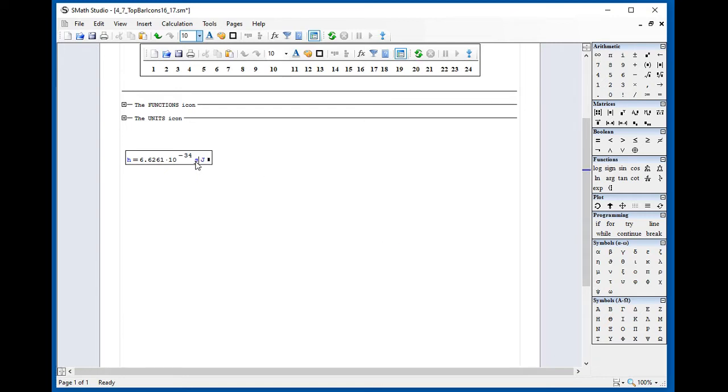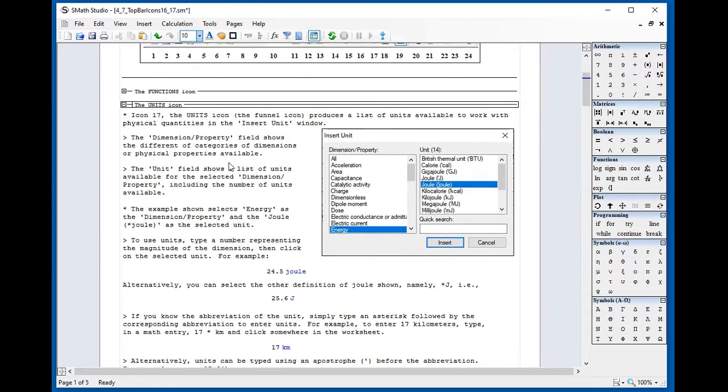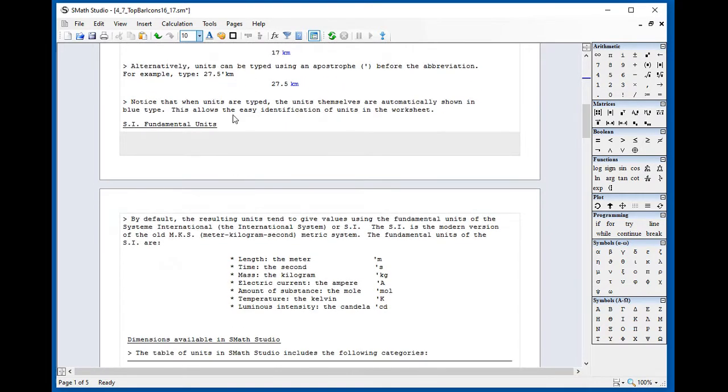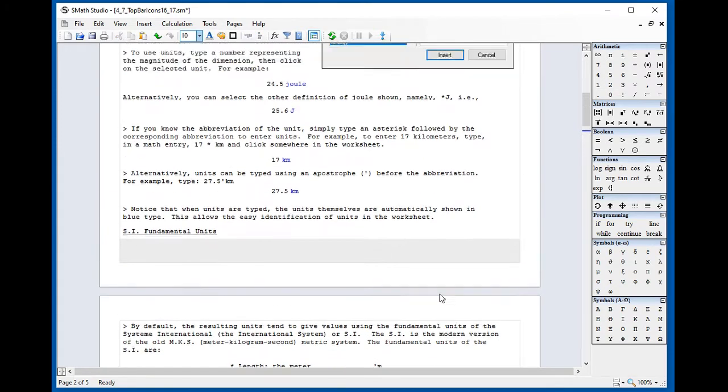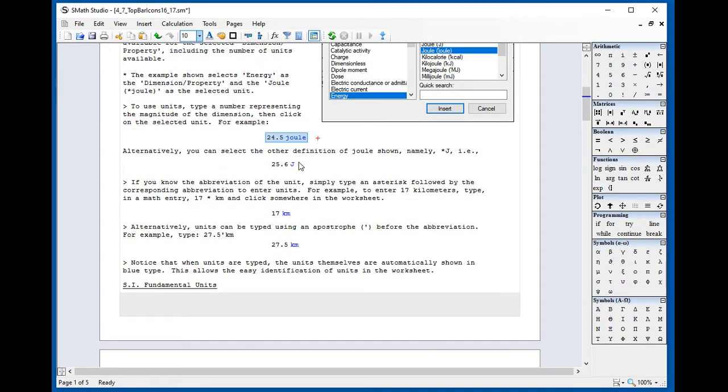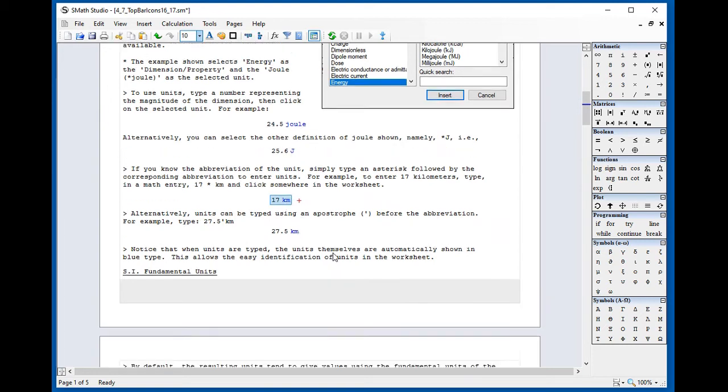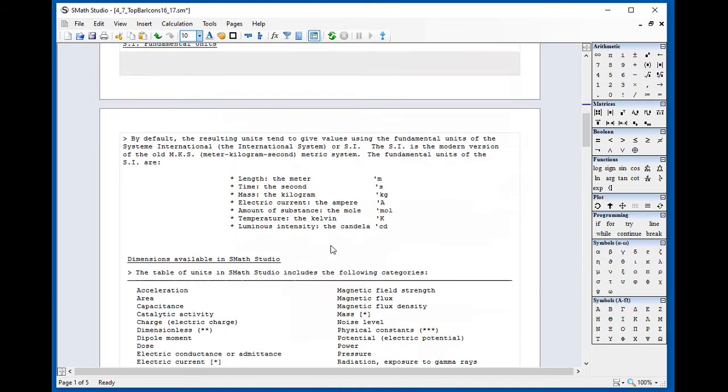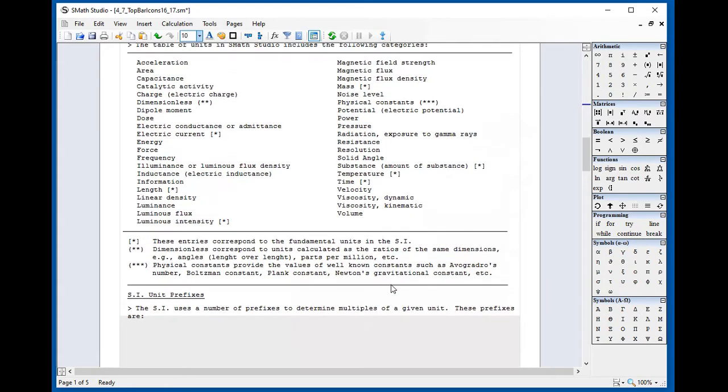Why seconds times joule? Because by default you're going to get results in the units of the international system. The fundamental units for that system are these: meter, second, kilogram, ampere, mole for amount of substance, the Kelvin for temperature, and the candela for luminous intensity. And so you're going to get this kind of results in most cases. And here's a listing of all the dimensions available.